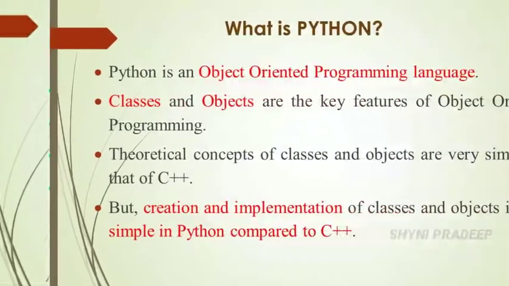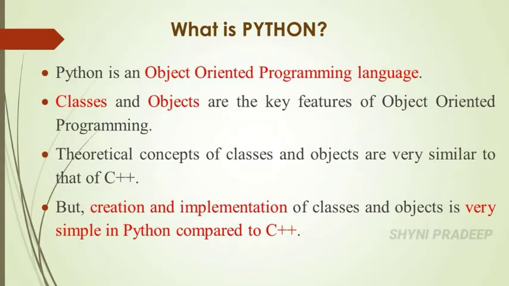So first let us see what is Python. Python is an object-oriented programming language. Classes and objects are the key features of object-oriented programming languages. The theoretical concepts of classes and objects are very similar to those in C++. But the creation and implementation of classes and objects is very simple in Python when compared to C++.